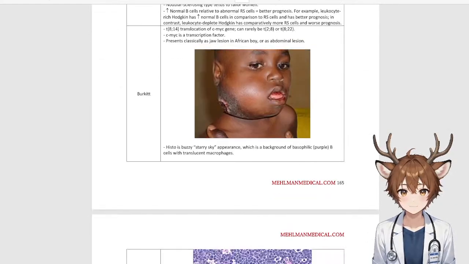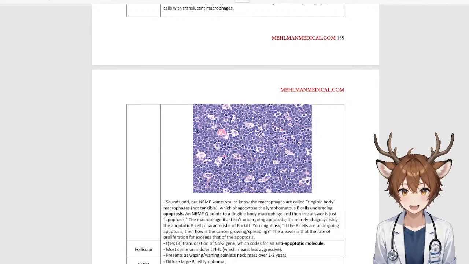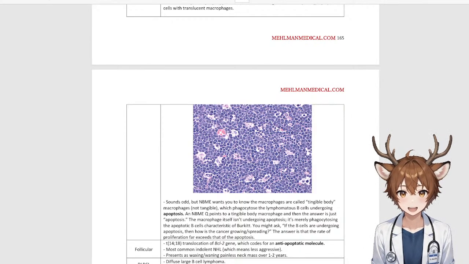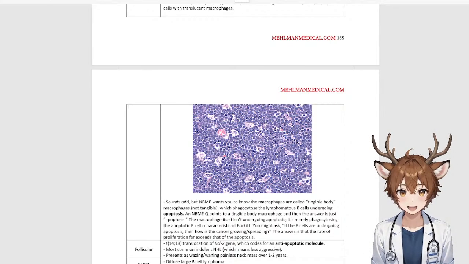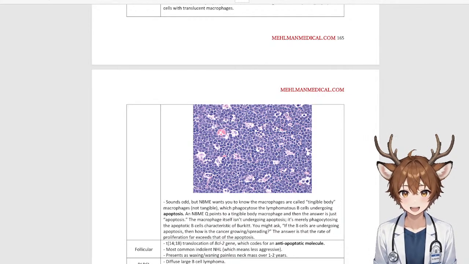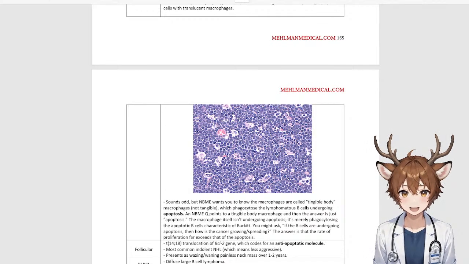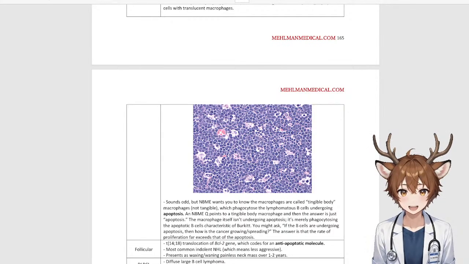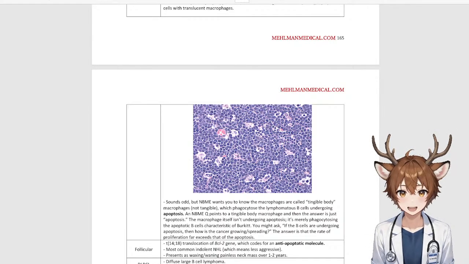So Burkitt lymphoma sounds odd, but NBME wants you to know that the macrophages are called tingible body macrophages, which phagocytose the lymphomatous B cells undergoing apoptosis. An NBME question points to a tingible body macrophage, and then the answer is just apoptosis. The macrophage itself isn't undergoing apoptosis, it's merely phagocytosing the apoptotic B cells characteristic of Burkitt lymphoma. You might say, if the B cells are undergoing apoptosis, then how is the cancer growing and spreading? The answer is that the rate of proliferation far exceeds that of the apoptosis.